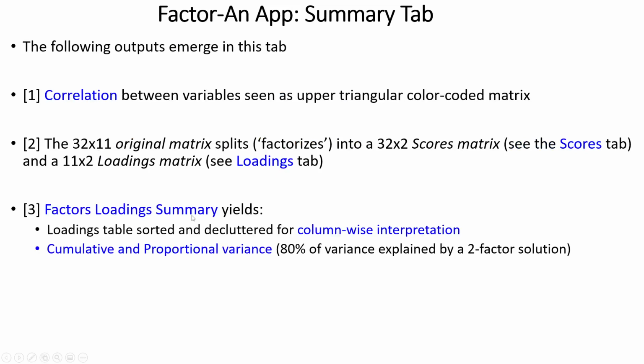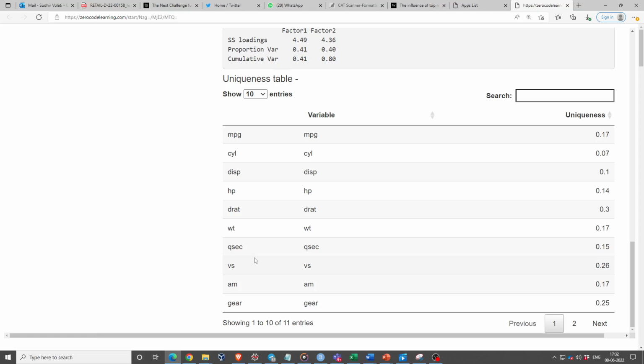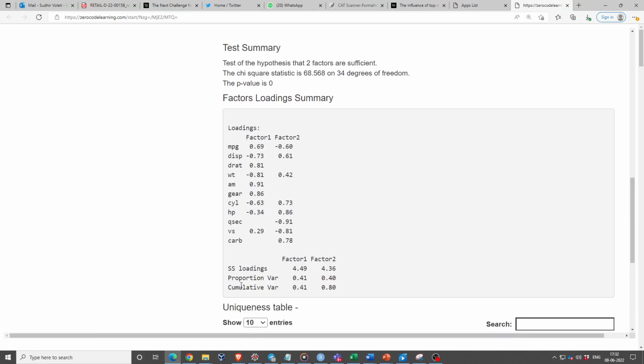The factor loading summary is what we just saw, sorted and decluttered. Cumulative and proportional variance is also given. Now please look at this. What does it mean? When I took these 11 variables and reduced them to 2 factors, an 11-dimensional object projected into 2 dimensions, how much information did I retain? How much information did I lose?